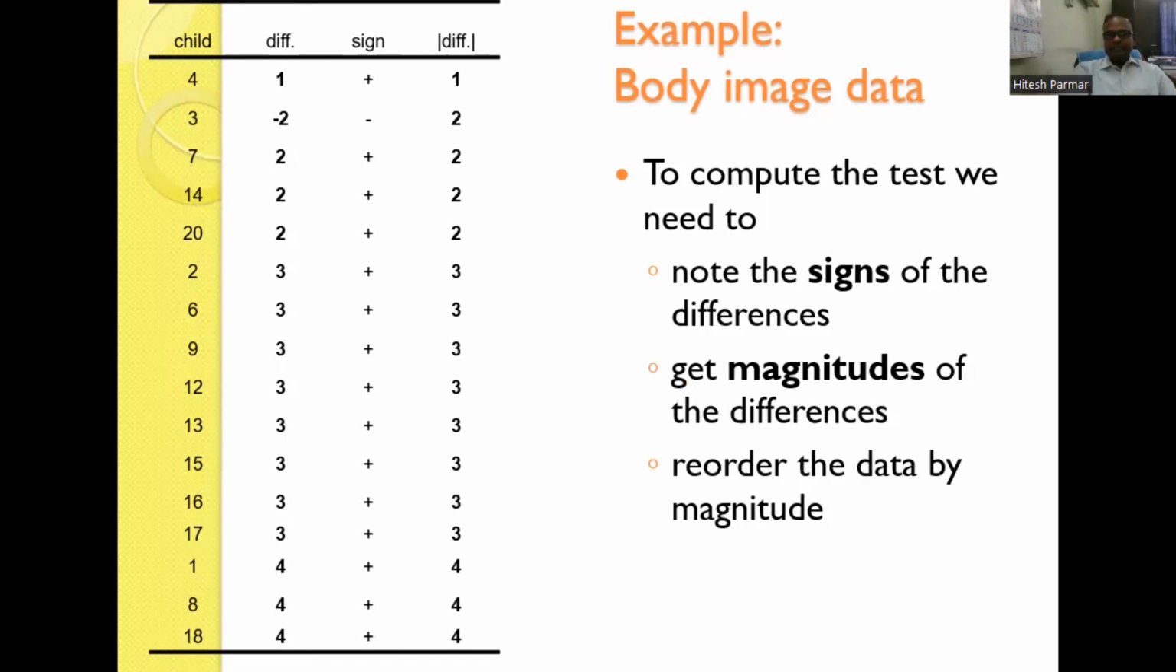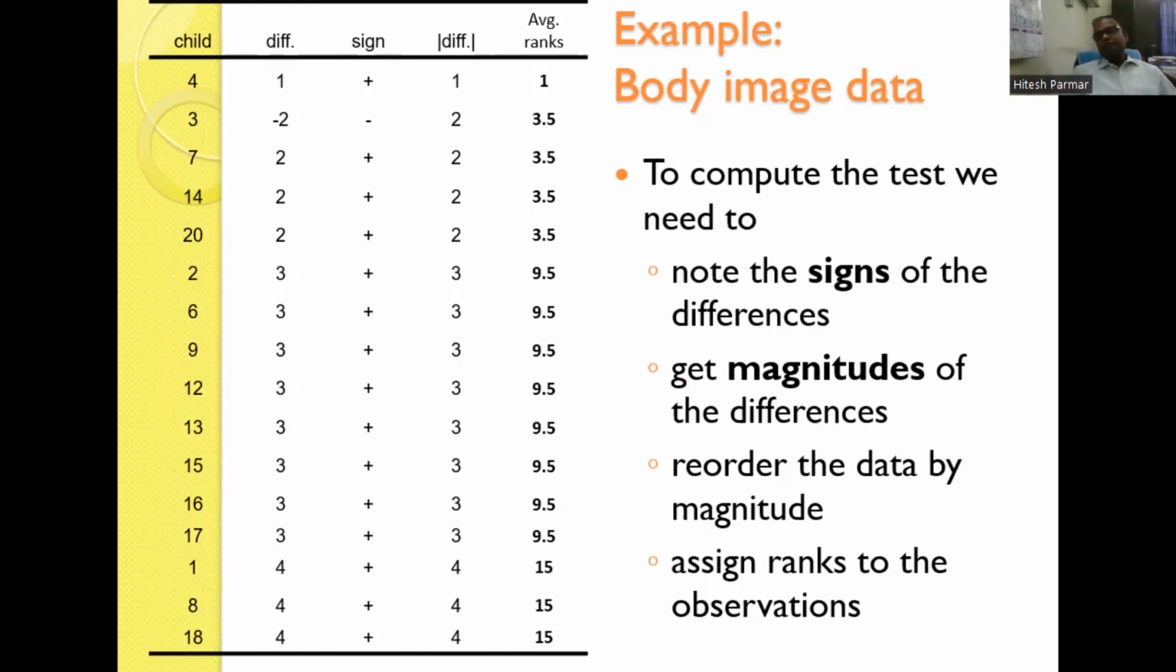And then we are arranging this data from the lower value to the higher value. First of all, we are removing the zero differences. Then we are giving the signs plus and minus. Then the minus sign we are considering as plus one. And then we are arranging from the lower to the higher value.